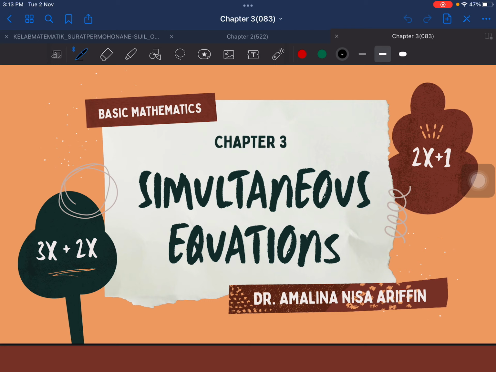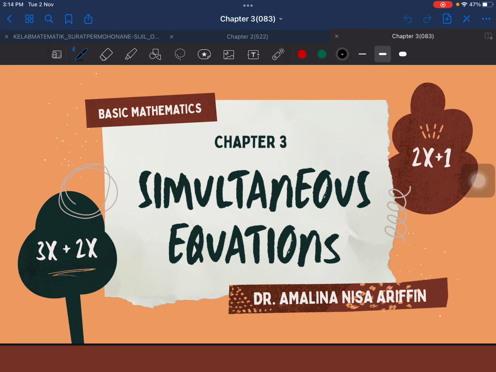If you have your discriminant value greater than 0, lebih besar daripada kosong, means your roots are real and distinct ataupun real and different. Okay, maksudnya kita ada 2 root dan kedua-dua root tu berbeza. And if you have your discriminant value less than 0, means that you have no real roots. You have no real roots at all. Okay, so kita ada 3 cara macam mana kita nak kenal pasti the nature of our roots.